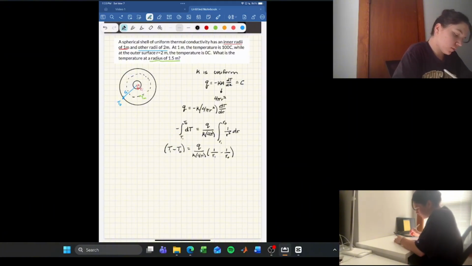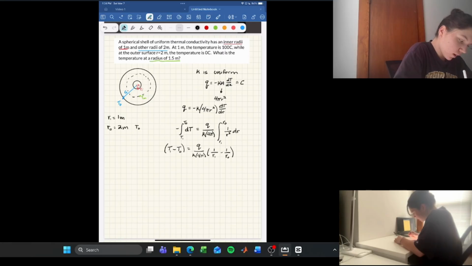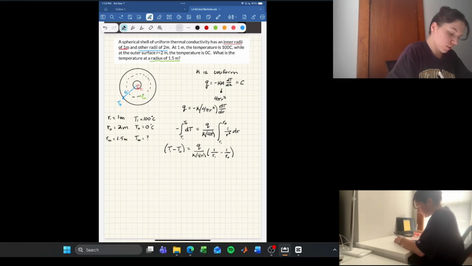So then let's look at the values from before so we can plug these in. So we had that the inner radius is 1 meter. The outer radius is 2 meters. And this temperature at the outer surface is 0 degrees Celsius. The temperature at the inner surface was 100 degrees Celsius. And we're trying to find what the temperature is at the midpoint at the radius of 1.5 meters. So let's plug these values in.